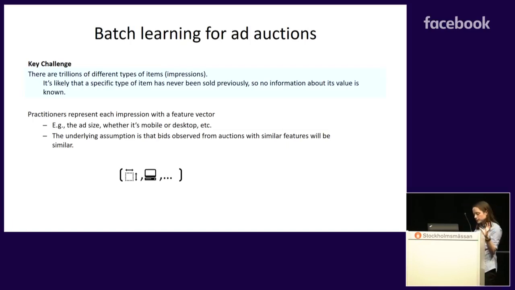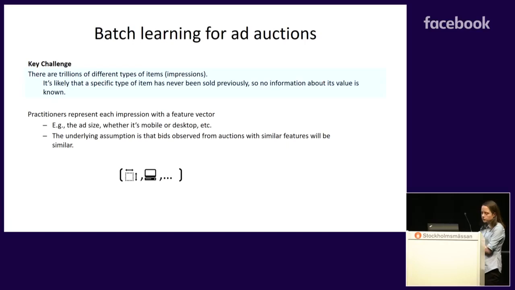And just to be slightly more concrete, people often represent an impression, that opportunity to show you an ad, using a feature vector, and that feature vector is going to include features such as the ad size, whether that ad is on a mobile or a desktop. And the underlying assumption is generally that bids for two similar feature vectors are going to be similar.